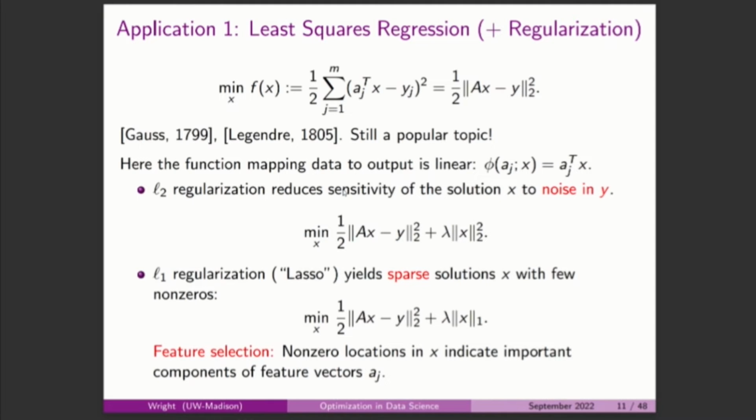Now, there are a couple of modifications of this that have been around for a long time. One is you can reduce the sensitivity of the solution to the noise in y by doing Tikhonov regularization. That's where you add on a multiple of the square of x. And then more recently, since Tibshirani's paper in 1997, people have paid a lot of attention to this lasso formulation where you add on a 1-norm of x. And that tends to give you a solution x which has a lot of zeros in it, so relatively few non-zeros. And the location of those non-zeros tells you which are the important components of the vectors aj.